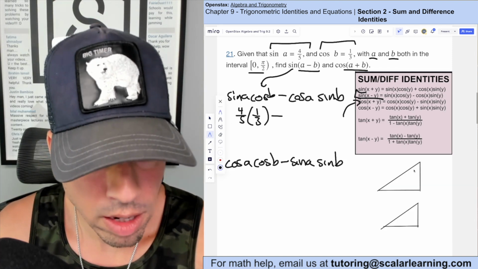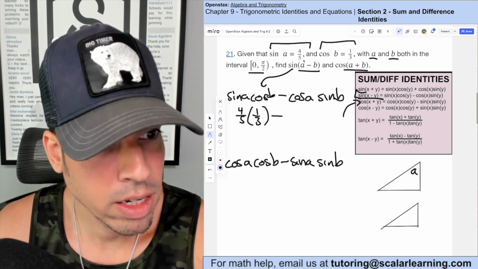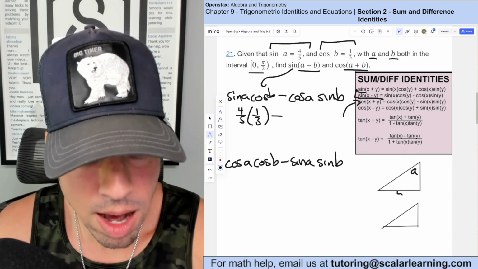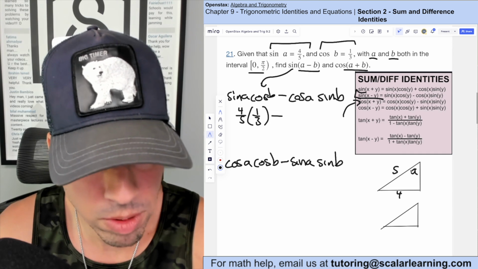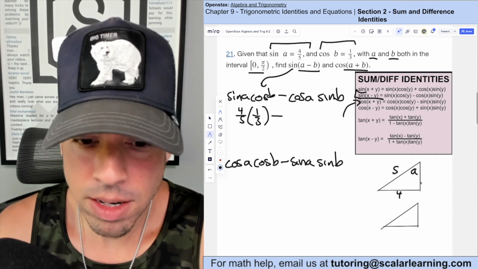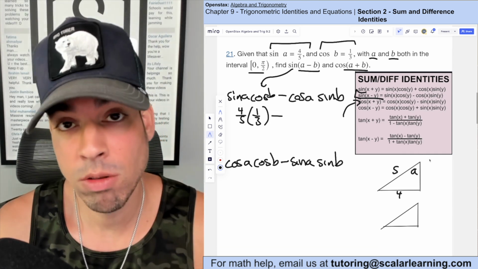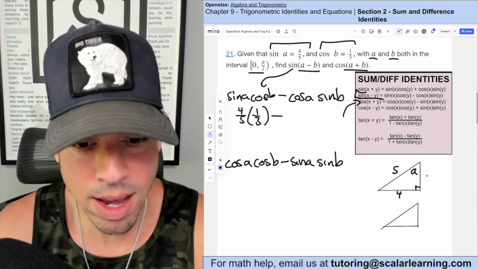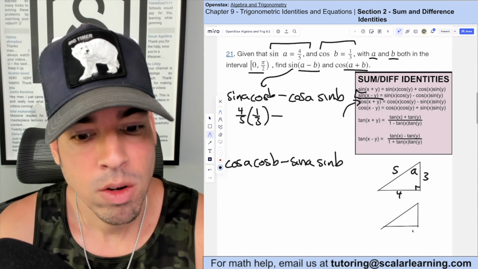So when we talk about angle A, sine of A is 4/5, which means sine is opposite over hypotenuse. That means the opposite could be 4 and the hypotenuse could be 5. And then I can find this missing side using Pythagorean theorem. But we can also recognize that this is a 3, 4, 5 right triangle. Okay, so this has to be 3, but you can verify that with Pythag.